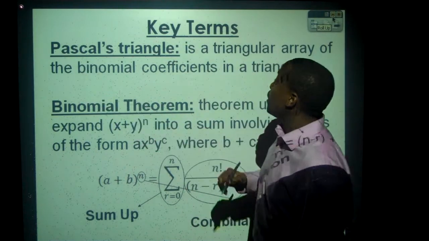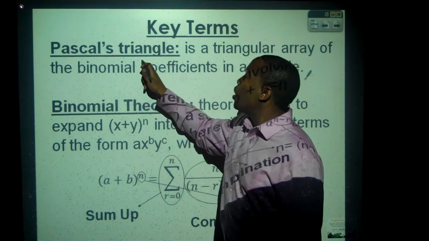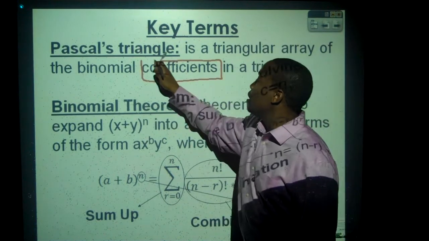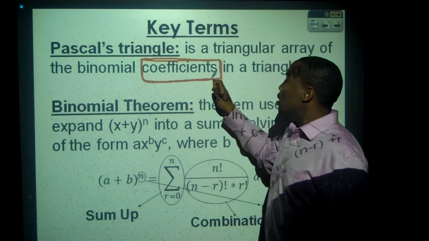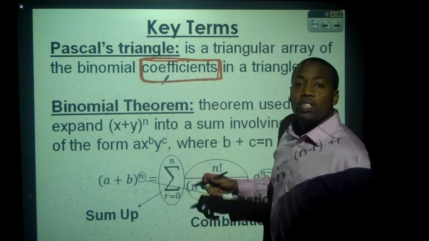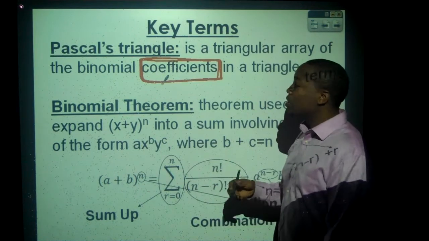So what is the Pascal's triangle? It is a triangle array of the binomial coefficients. Now this is very important. Coefficients. Now what are coefficients again? Does anyone remember? Well, let me just give you an example.